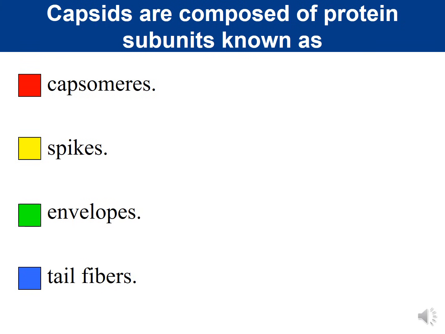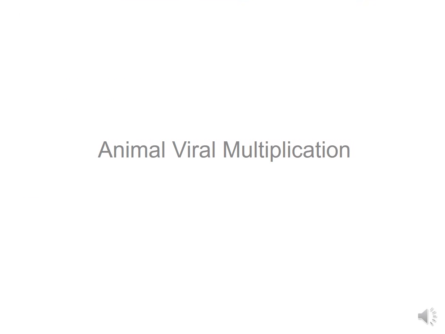So if you said red, capsomeres, you are correct. The subunits that are repeating in a capsid are referred to as capsomeres. Some viruses do have envelopes, and those envelopes, though, are not made of protein subunits. They're made of lipids instead. On enveloped viruses, you can find spikes. Spikes can be made of proteins, but that's not a part of the capsid. That's actually part of the envelope. And you're going to see later that the tail fibers are what are found in viruses like bacteriophage. So now we're going to look at how an animal virus multiplies.